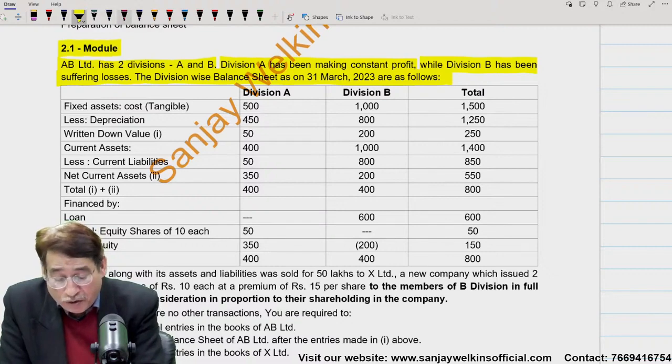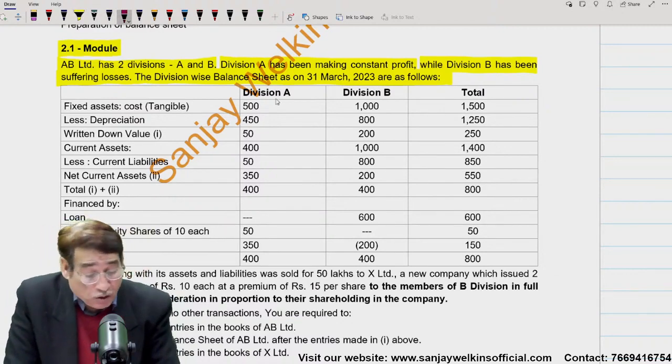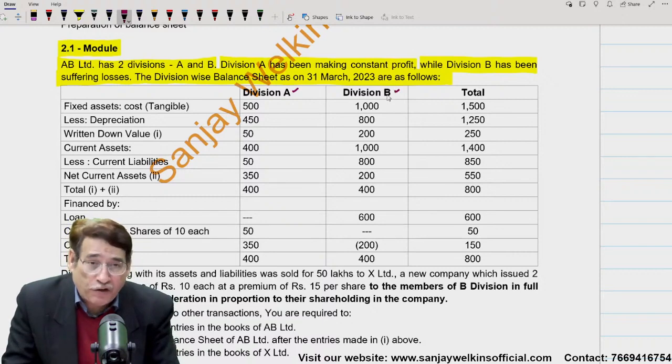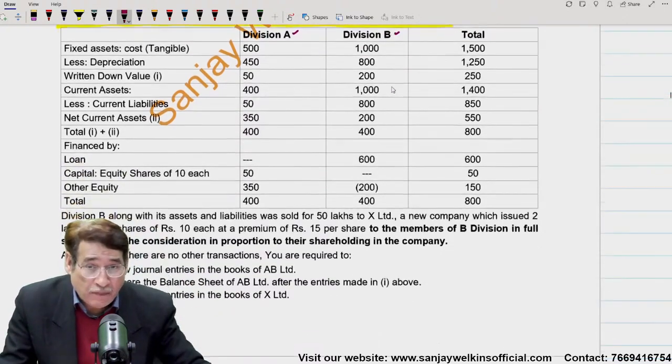Right. Once you go through the sums, it will be absolutely clear. Let's have a look over here now. So these are the two divisions, division A and division B. And division B is suffering the losses. Obviously, this division will later on, we will see, be sold out to a new entity. Note down their assets and their liabilities carefully.